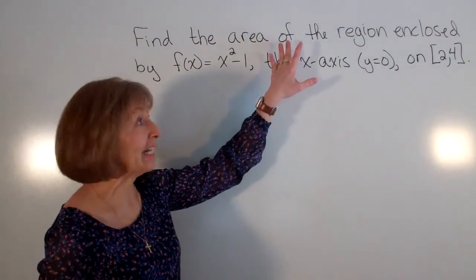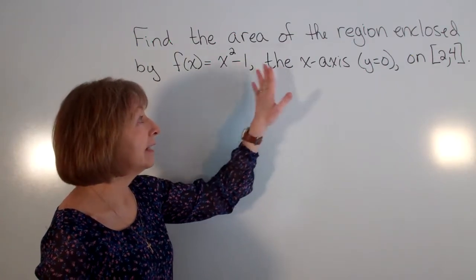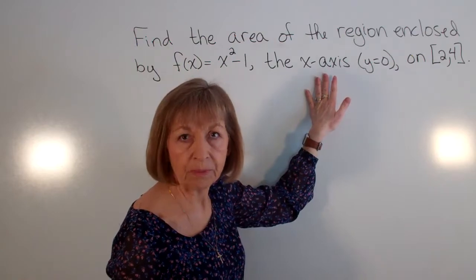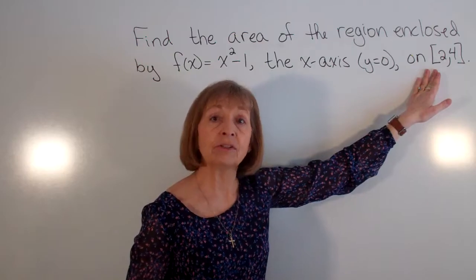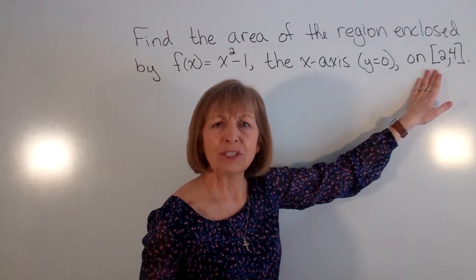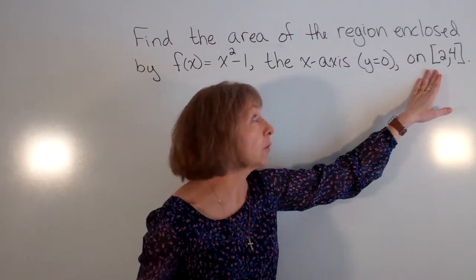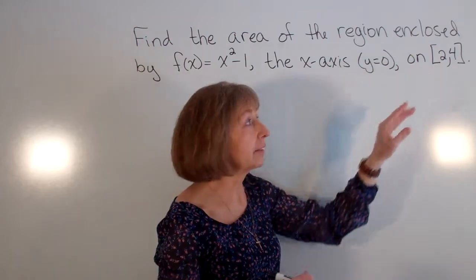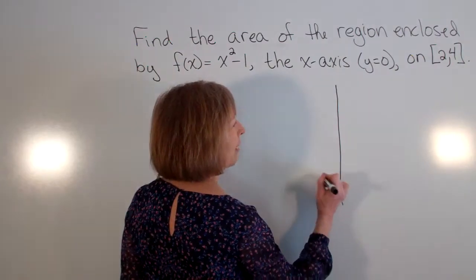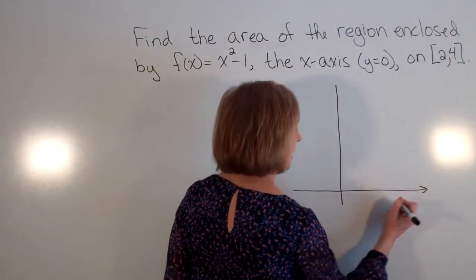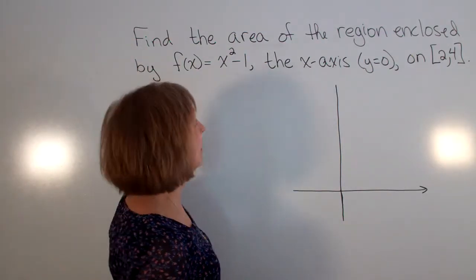So it wants me to find the area of the region enclosed by the function f of x equals x squared minus 1, the x-axis, which also could be given to you in the equation y equals 0, on the closed interval from 2 to 4, which also could be given to you as the boundaries x equals 2, x equals 4. Well, the first thing we want to do is to look at the graph of this and see where the function is lying over that interval.